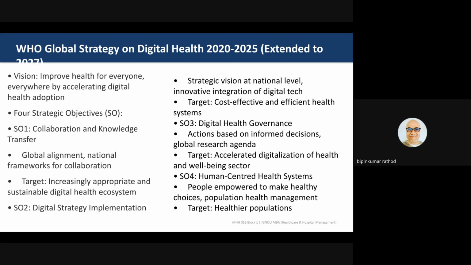So you see, we have a strategic objective set by the WHO. So we have 4 strategic objectives. It is in front of you. Collaboration and knowledge transfer, digital strategy implementation, digital health governance, and the human-centered health system. So these are the 4 components that you need to remember, that is how we are adopting the digital health strategy from the WHO. What are those four components with the four strategic objectives?